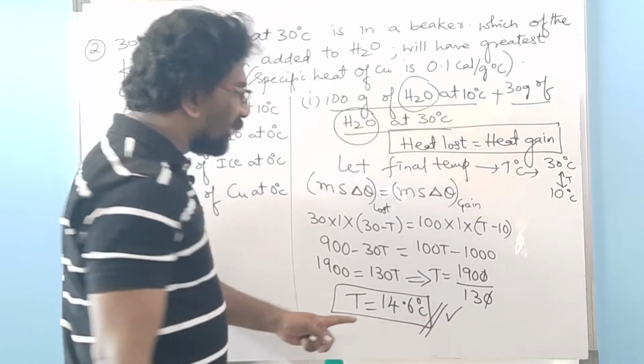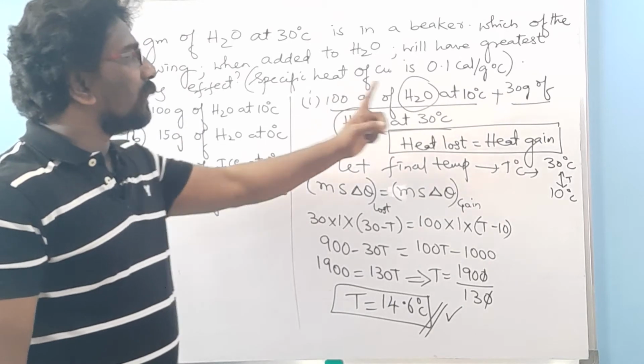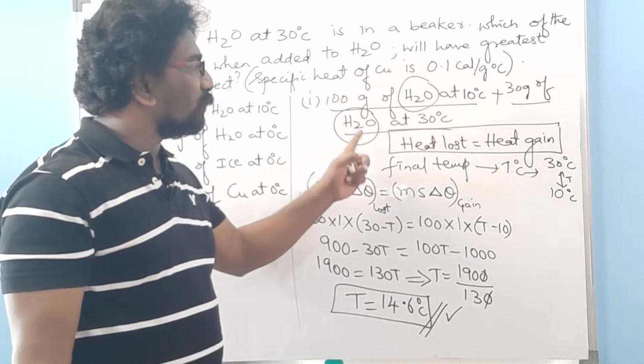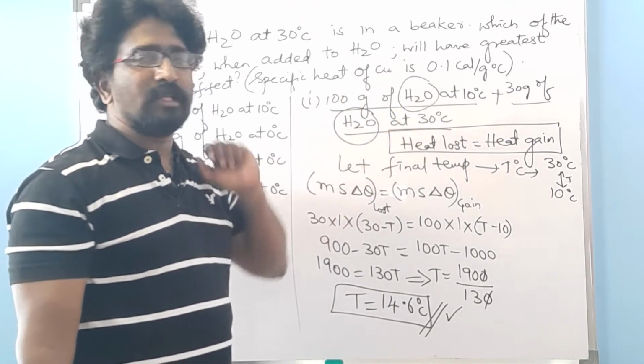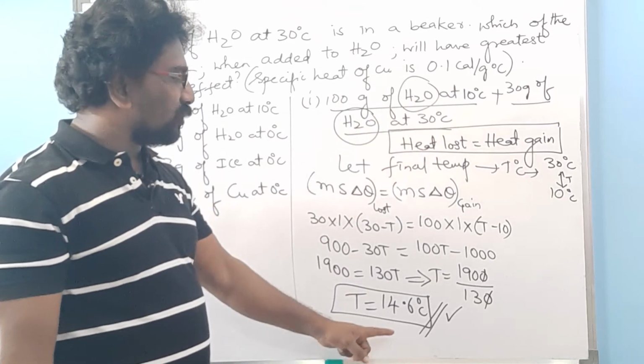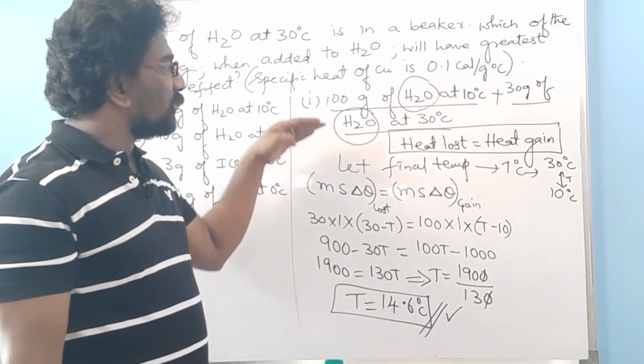So this is the final temperature whenever 100 grams of water at 10 degrees Celsius is mixed with 30 grams of water at 30 degrees Celsius. So first one we have completed. Case 1 is completed.